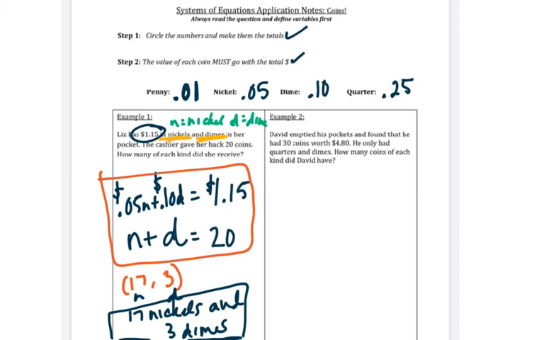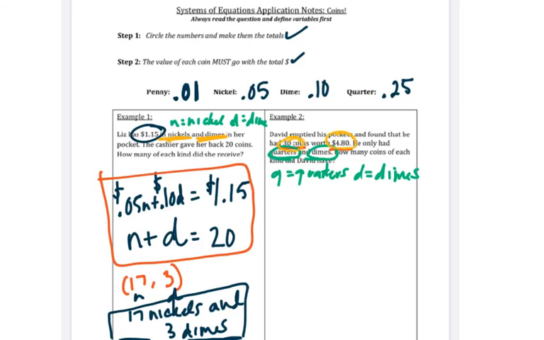So this one said, David emptied his pockets and found that he has 30 coins worth $4.80. He only had quarters and dimes. How many of each type did he have? So he has quarters, which we'll call Q. And he has dimes, which we're going to call D. So it says, circle the numbers and make them the totals. So this is a total and this is the total.